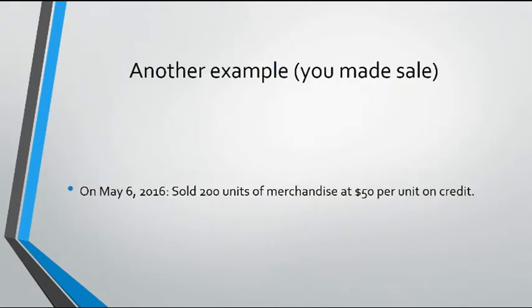Another example, you made a sale. Sabihin, ikaw po yung nakabenta. So, continuing with the first transaction, on May 6, 2016, you sold 200 units of merchandise at $50 per unit on credit. So, ito na. It is mentioned here na you sold it on credit, without any term, without any notes.